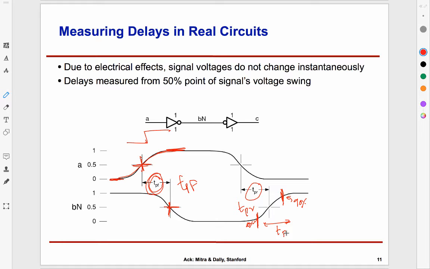Rise and fall time are also important, because if rise and fall time are very sluggish, then my signal is spending a lot of time in this intermediate voltage range, which is not good. Rise and fall time also have other implications.